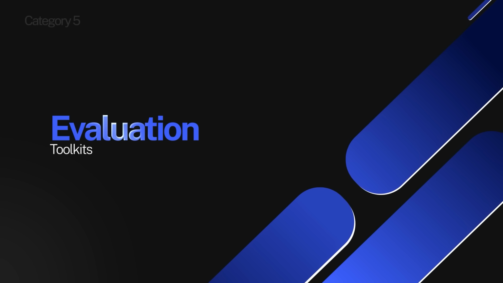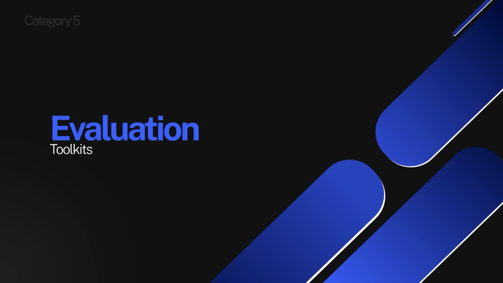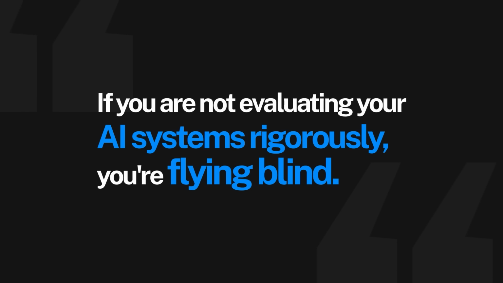Now in category 5, we have evaluation toolkits. Let me be real with you. This is the category that separates hobbyists from professionals. In 2026, evaluation is not a research luxury. It is CI, or continuous integration, for AI behavior. If you're not evaluating your AI systems rigorously, you're flying blind.